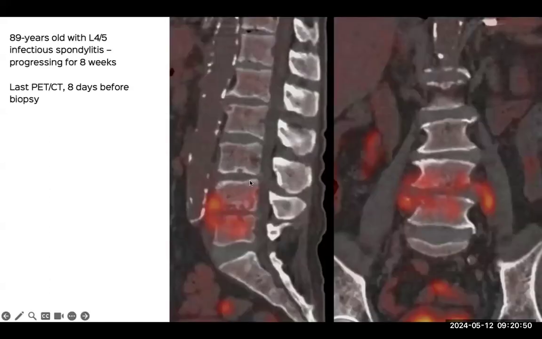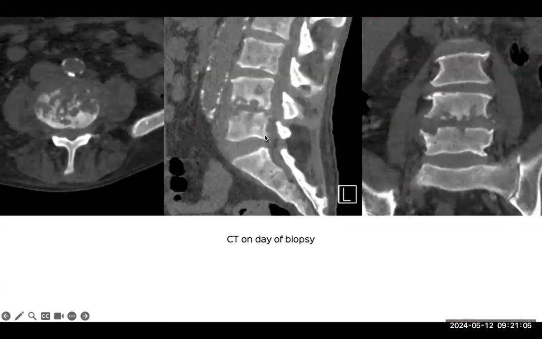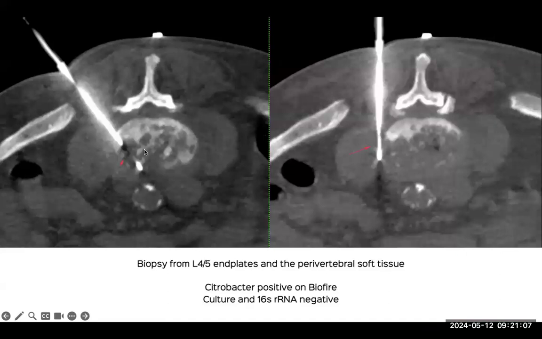And this patient, where we only did PET scans, because the patient was admitted and it was difficult to get this patient into an MRI. This was a progressive infectious spondylitis at L4-5, suspected urosepsis. This was a CT on the day of the biopsy. I used a perivertebral, perifacetal approach here, biopsied both the disc as well as the perivertebral tissue. This was negative on 16S rRNA, but positive on BioFire for Citrobacter.